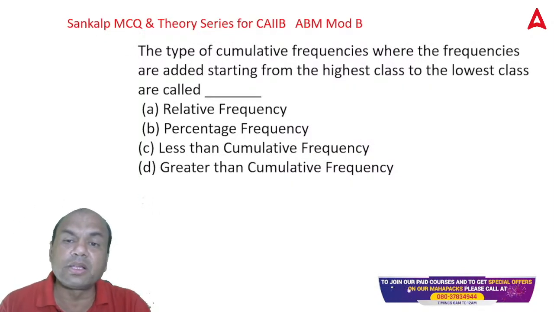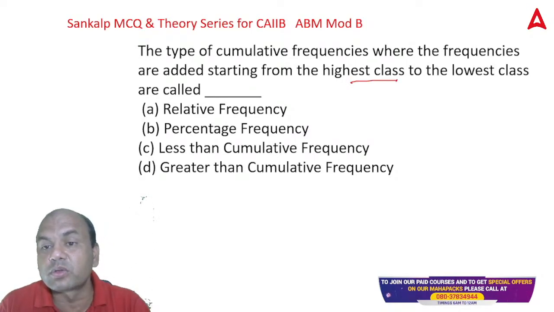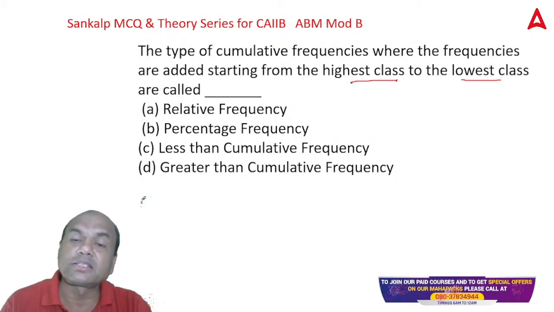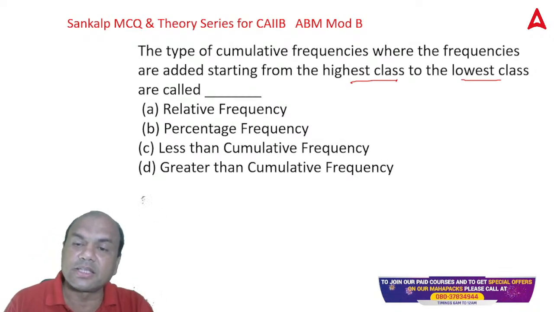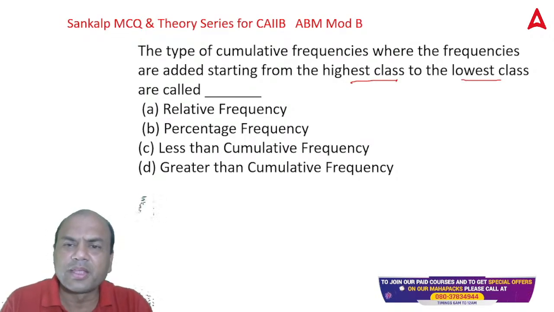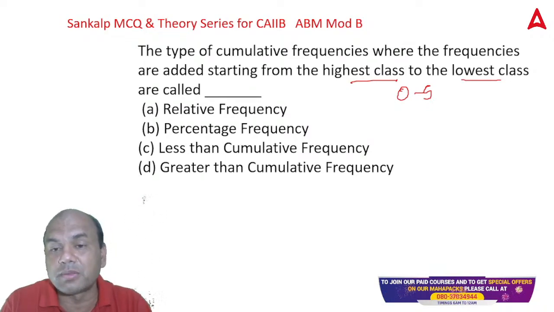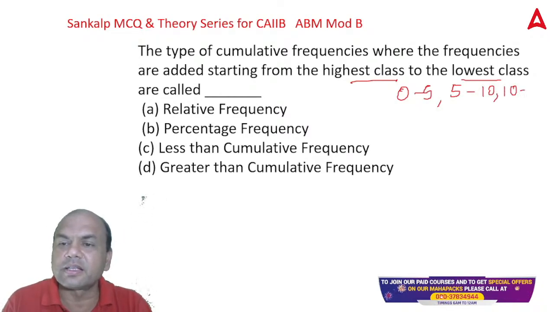The type of cumulative frequency where the frequencies are added starting from the highest class to the lowest class is called as highest to lowest. Now what do you mean by this? Suppose if these are the classes, let me explain it. Let me make it simple. Okay, 0 to 5. Class means what? Upper limit, lower limit. 5 to 10, 10 to 15 and so on. Okay, let's take 3 classes.